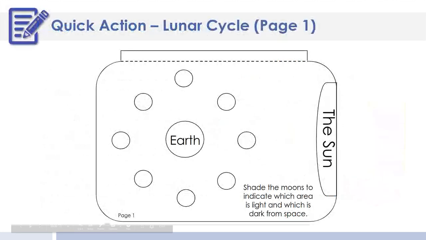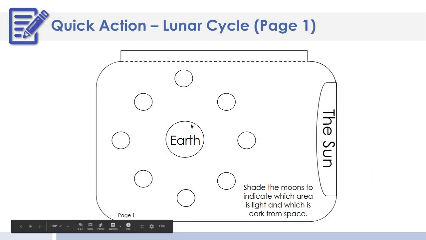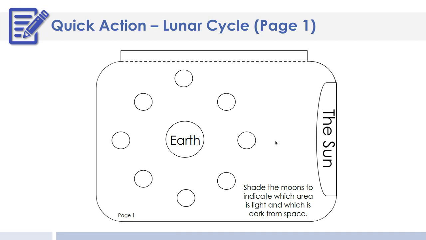So if we were to be filling out this interactive notebook, which we won't be, you're asked to shade the moons to indicate which area is light and which is dark from space. Okay, so that's very important that we're talking about from space. So if we have the sun here, Earth right here, well, the sun's light is going to come from the right side, so the Earth would be light on the right. And then if you go around and look at the different phases, or not even phases, but where the light is shown on the moon, all right, this is what it would appear to look like from space. All right, from Earth, it's going to appear much differently.